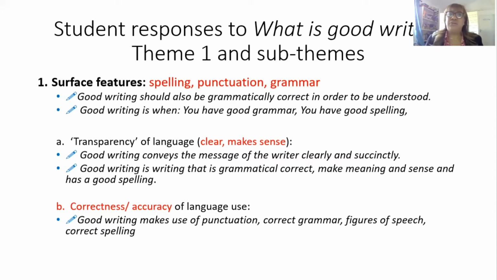So the student wrote, good writing should also be grammatically correct in order to be understood. Then the sub-theme was transparency of language, which should be clear and should make sense. The student wrote, good writing conveys the message of the writer clearly and succinctly. Then another sub-theme was correctness and accuracy of language use. Good writing makes use of punctuation, correct grammar, figures of speech, correct spelling, etc.